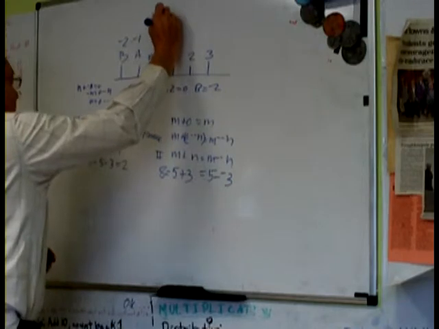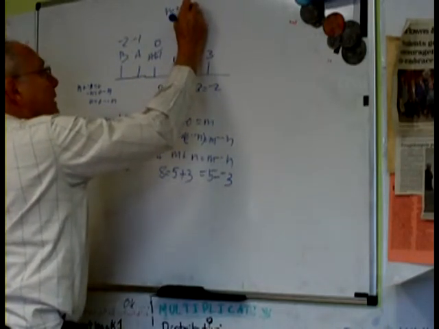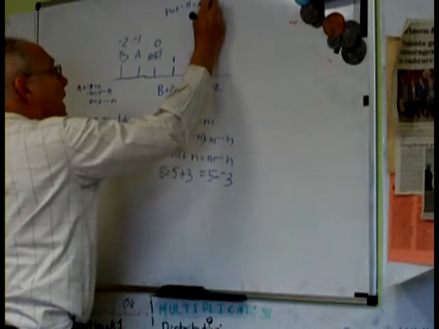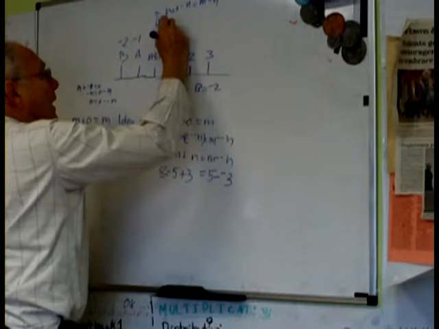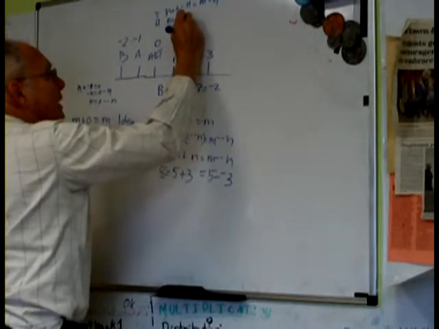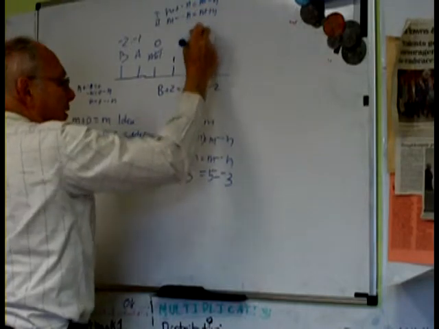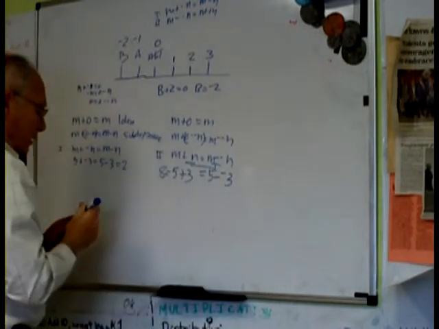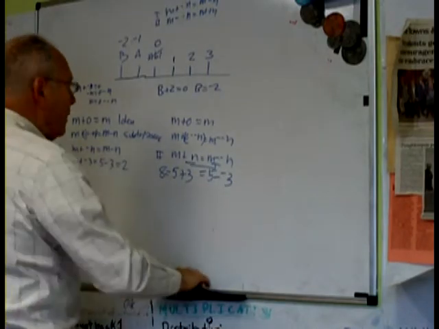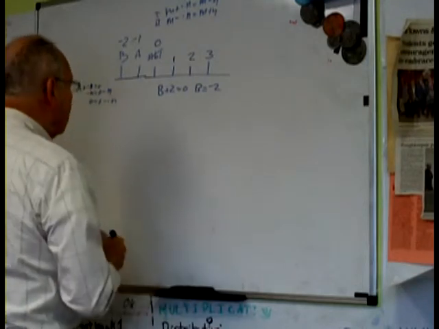Let's write these rules up here. M plus minus n is equal to m minus n, rule number 1, and rule number 2, m minus minus n is equal to m plus n. We just interchange the sides of the equality sign. Now let us continue to prove some other rules.